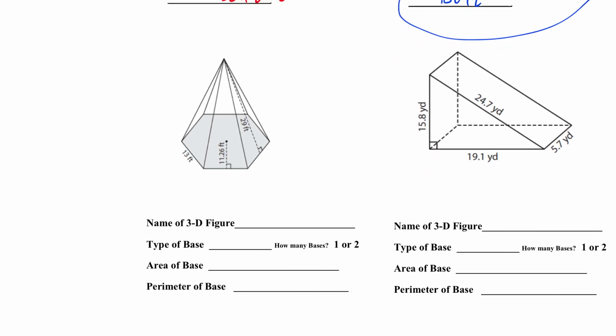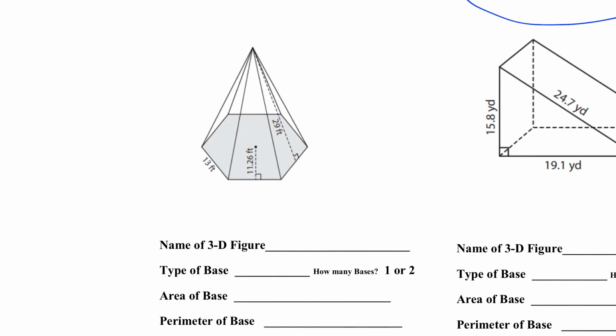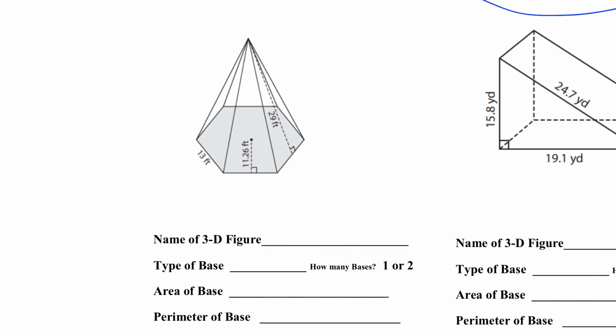Okay, on these last two, we're not going to work the math out. I just want to do the naming part of it. So on this one, what type of 3D figure is this? Okay, it is a hexagonal pyramid. What shape is the base of it? Hexagon. Does it have one or two bases? It has one base.